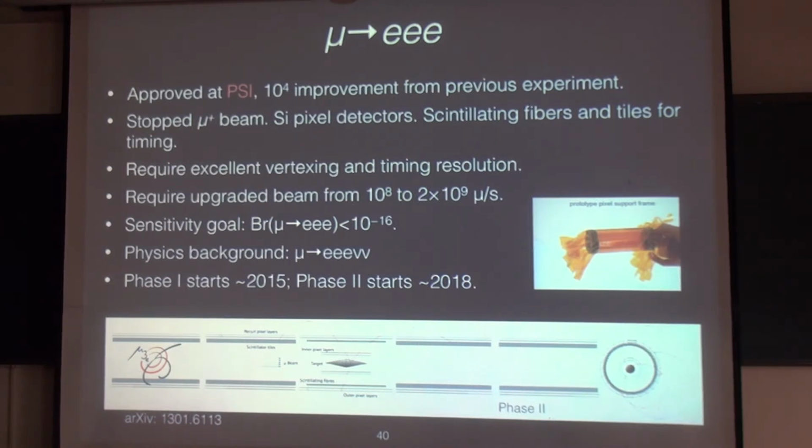mu to nu. So they're using the phased approach. Phase 1A will only have this part, and phase 1B would have additional silicons, and phase 2 would have this complete detector, started later this decade.